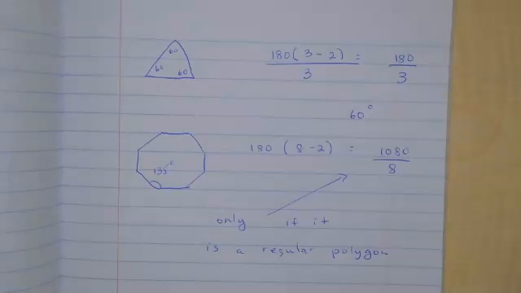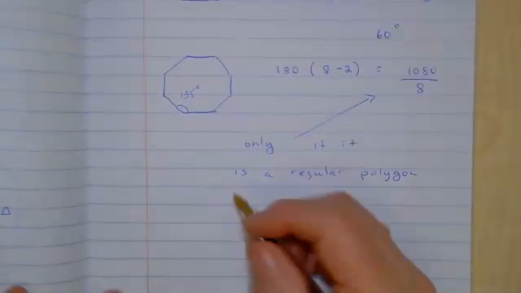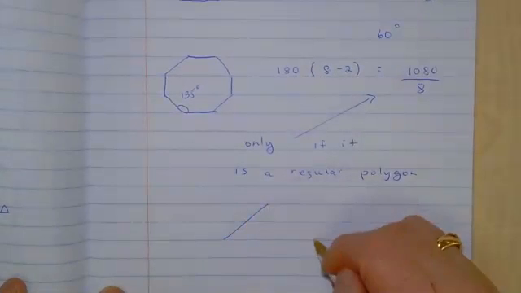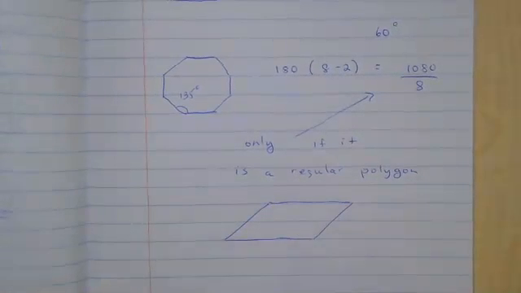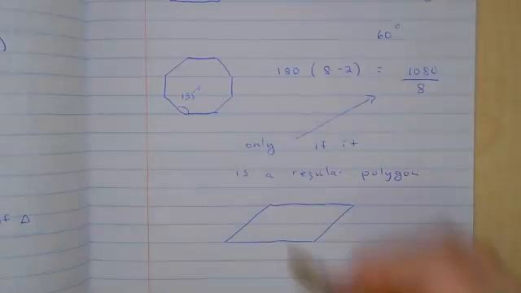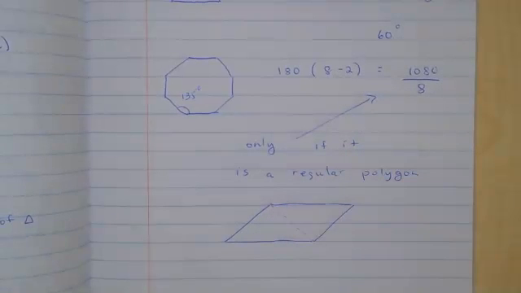A parallelogram. Yep, so let's take a look. If it's a regular parallelogram, how many triangles can I get out of that? Only 2.